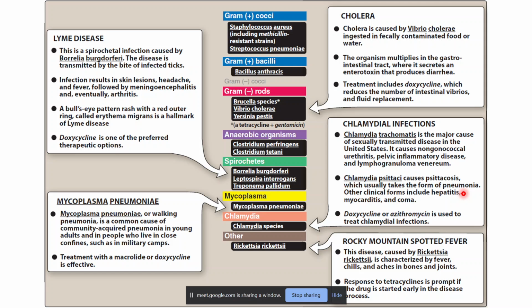So these are the antibiotic spectrum of the tetracyclines. Most commonly, the tetracycline that is used is doxycycline. Doxycycline can also be used for the treatment of acne, and the most common indication is chlamydia infections.